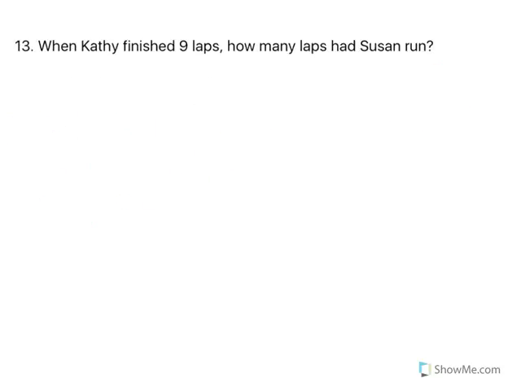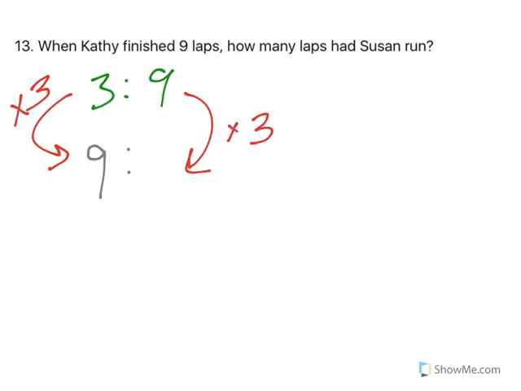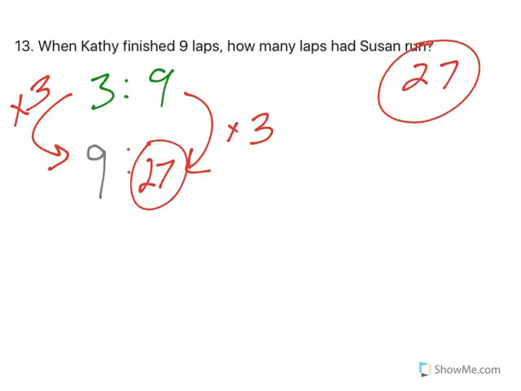Okay, so we still have the 3 to 9 as the initial ratio here. Now it says when Kathy, remember Kathy is first, when Kathy finished 9 laps, how many had Susan run? So we're now saying that Kathy ran 9. Well, how do you go from 3 to 9? Well, you multiply by 3. So on this side, we're also going to multiply by 3. 9 times 3 is 27. So that means Susan ran 27 laps in the time that Kathy finished 9.